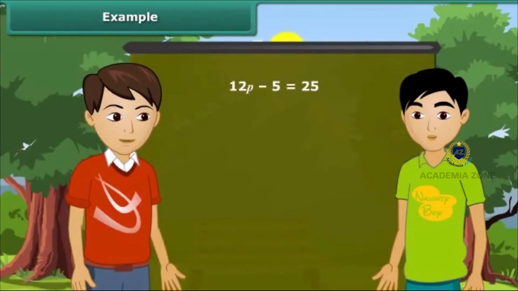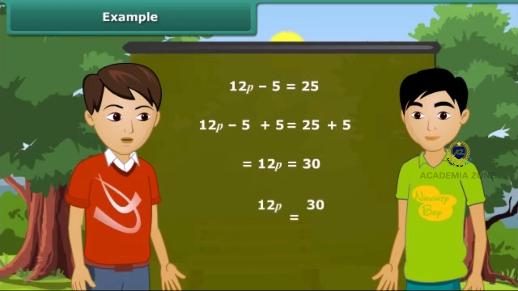Ajay, can you solve this equation? Yes. To get p on the left-hand side, we will add 5 to both the sides. We get 12p is equal to 30. Now divide both sides by 12. We get the answer p as 5 upon 2. Very good. Do you know that we can solve these problems by transposing also? What is transposing? Come, I'll explain you.